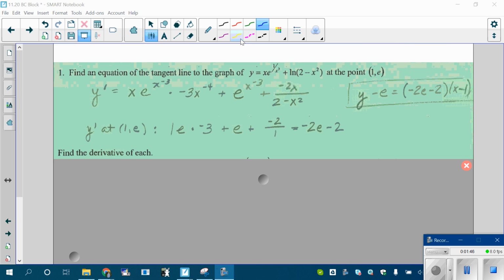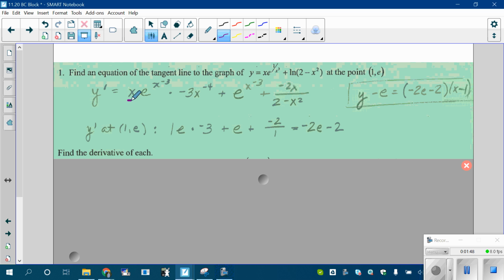Okay. So for this first chunk, you have to use product rule: first times derivative of the second. The derivative of e to the x to the negative third is e to the x to the negative third times negative 3x to the negative 4, plus second times derivative of the first. The derivative of x is just 1, that's why it's not there. The derivative of ln of something is 1 over that thing times negative 2x. You can just put the negative 2x right there. Plug in the point, write it in point-slope form. Okay, cool.